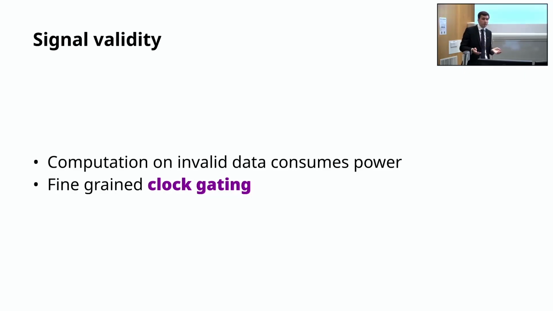And an interesting property of invalid data in hardware is that if you feed data through a circuit, even if it's invalid, it's going to switch all the transistors to these values that we don't care about. That's going to consume power. And so ideally, we want to turn off the circuit in the clock cycles where it's computing on unimportant details. And that's clock gating.